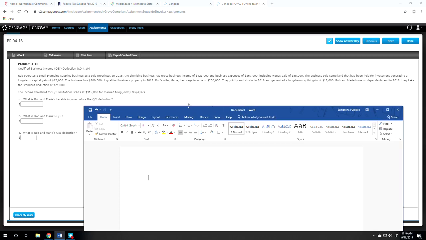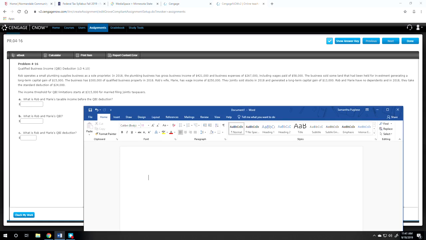That's a whole bunch of information. Oh my gosh. Okay, so let's see what we're supposed to do. The income threshold for qualified business income limitations starts at $315,000 for married filing jointly taxpayers. That's something that's important to remember. And I just want to not lose my place here. Okay, so let's do the first thing.